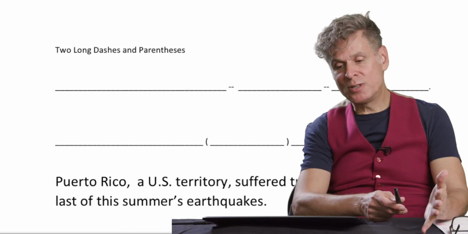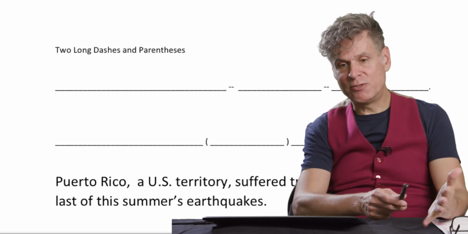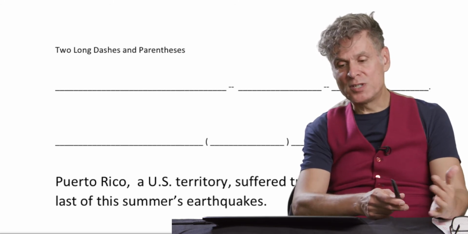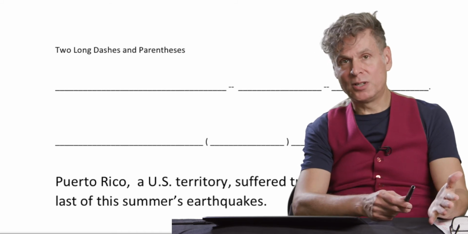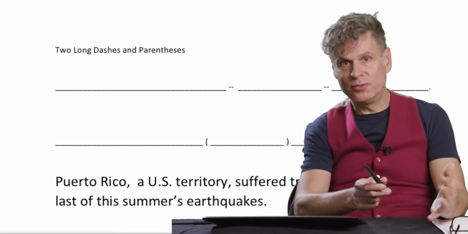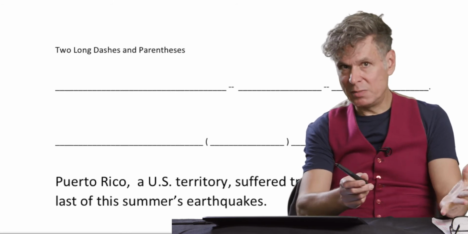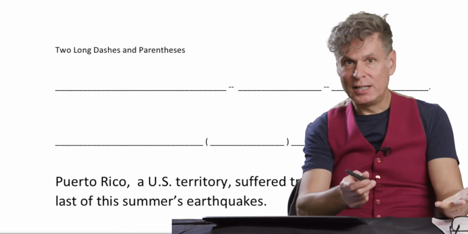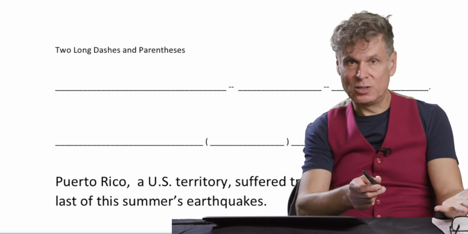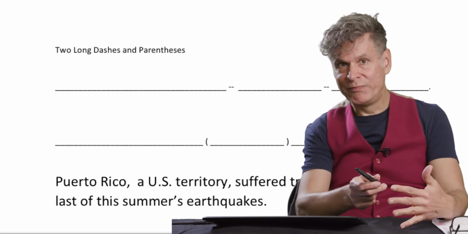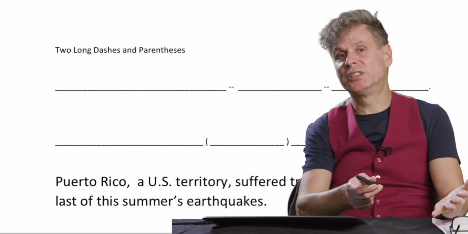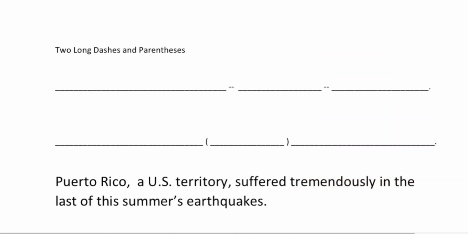Of the two, I tend to see in real life writing people use parentheses a little bit more than two long dashes. And I don't see them used a lot. Every now and then there'll be a parenthetical statement, or every now and then I'll see something with two long dashes. So don't overuse them. Maybe just at some point in your paper, use both of them.